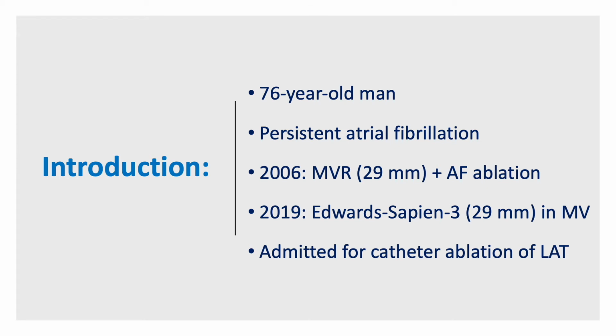In past medical history, the patient received surgical mitral valve replacement and intraoperative AF ablation in 2006. In 2019, an 8-Watt Sapien 3 valve was placed interventionally in mitral valve position due to progressive mitral insufficiency. In 2020, he developed frequent palpitation. ECG showed left atrial tachycardia, and he was admitted to our center for catheter ablation.